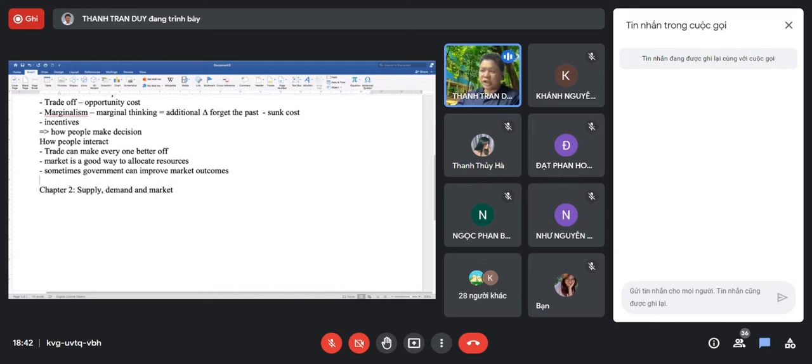The first one, appreciate the role of exchange, specialization in exchange. And then that represents the market. And market, they have one thing they call the invisible hand. Anyone tell me what is the invisible hand? Do you remember what is the invisible hand?